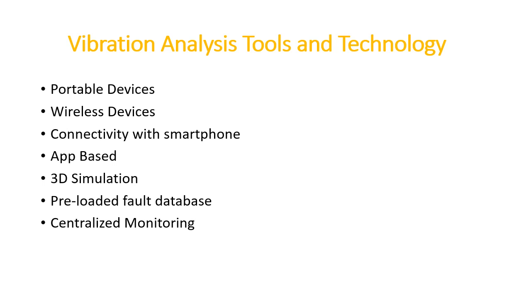So, what are the tools and what are the technologies that we can use? There are multiple different kinds of devices. There are portable devices, there are wireless devices. Nowadays they are coming with connectivity to the smartphone, and they can be app based, or have 3D simulation. They also come with a preloaded fault database, so that you take the sample through the accelerometer, feed it into the analyzer, and the analyzer directly tells you that you are getting this type of curve, this type of spectrum.